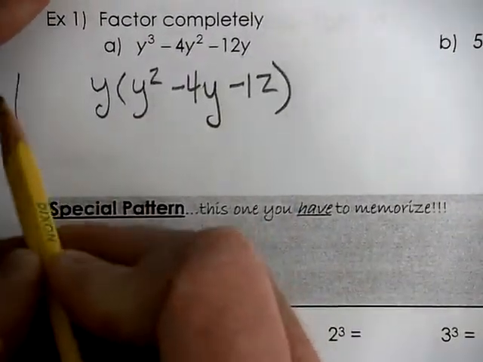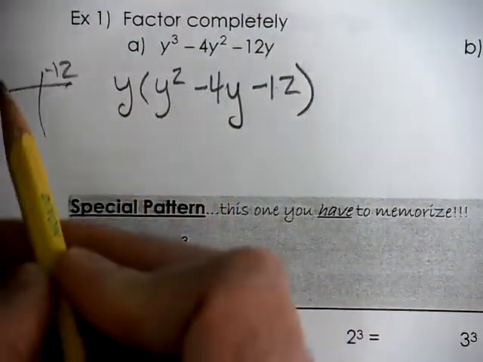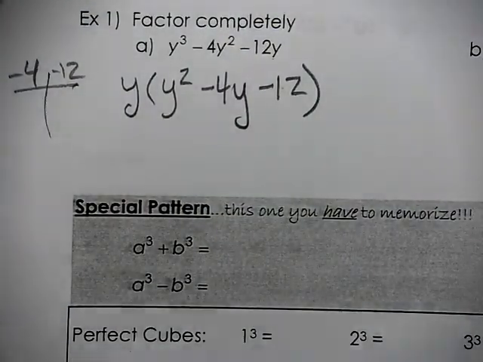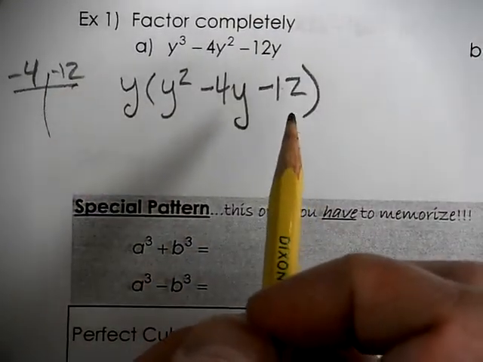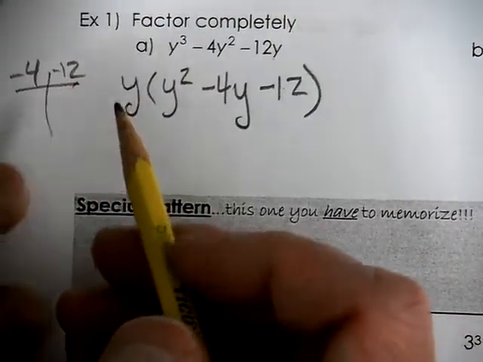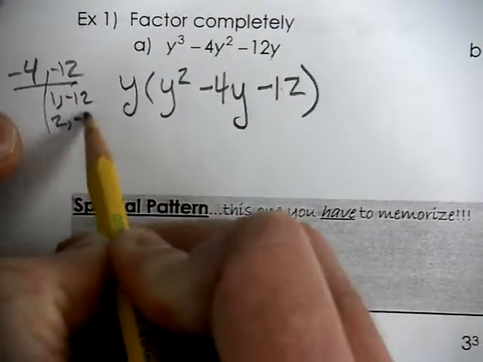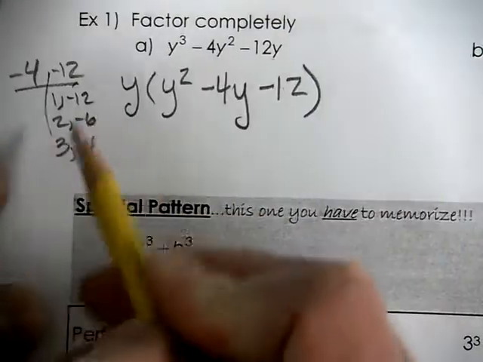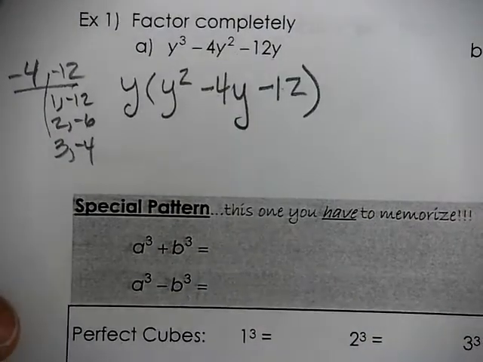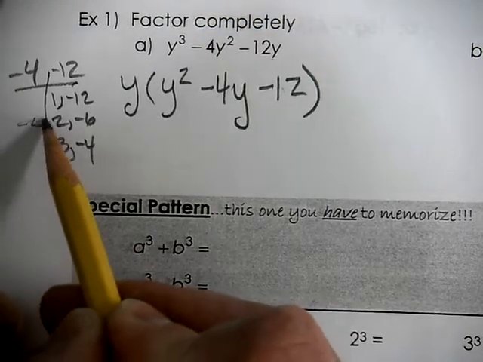We're looking for two numbers that multiply to be negative 12 and that are going to add to be negative 4. You can either do this table in your head, which is just fine, or you can write it out. Gives you some organization. You're looking for two numbers that are going to multiply to be negative 12, and the larger number is going to be negative. So 1 and negative 12, 2 and negative 6, 3 and negative 4 are all the ways to multiply to be 12. This is the only way that adds to be negative 4.